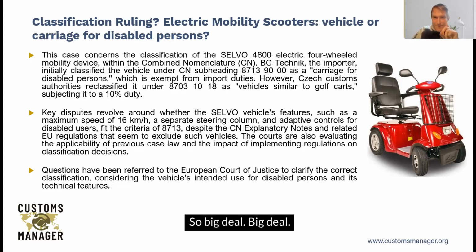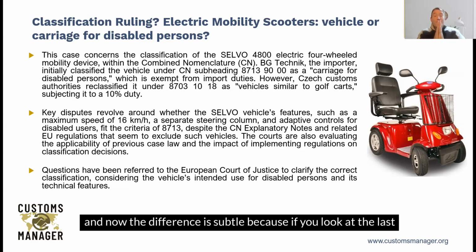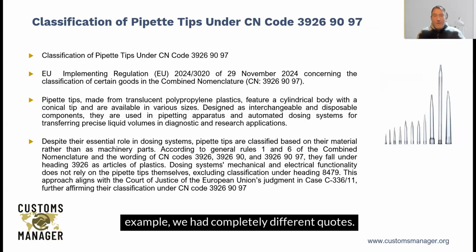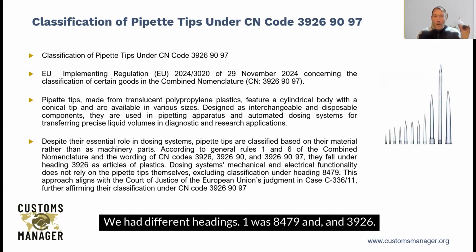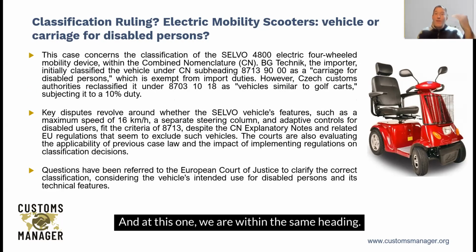So big deal. And now the difference is subtle, because if you look at the last example, we had completely different codes. We had different headings. One was 84 and 3926, and with this one we are within the same heading. Well, not quite heading, but chapter at least. So 8713, is it a carriage for disabled person? This one looks like it. Or is it similar to a golf cart?